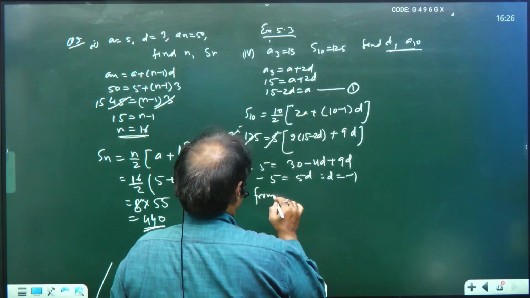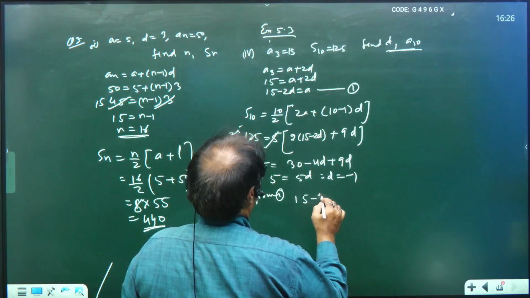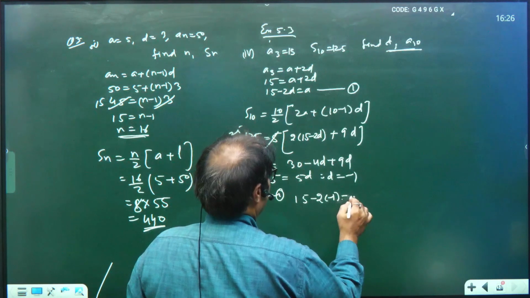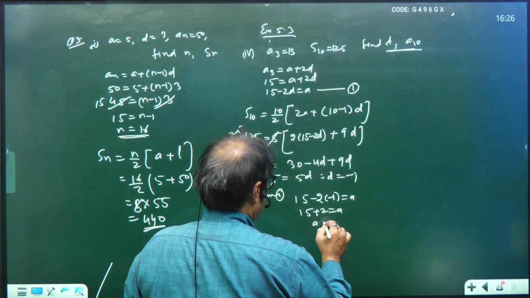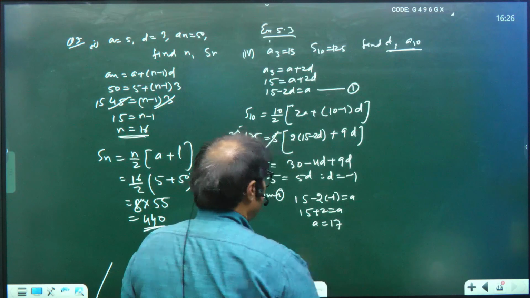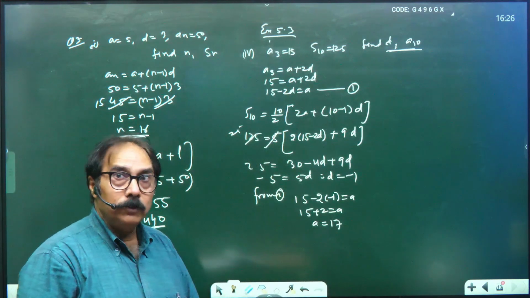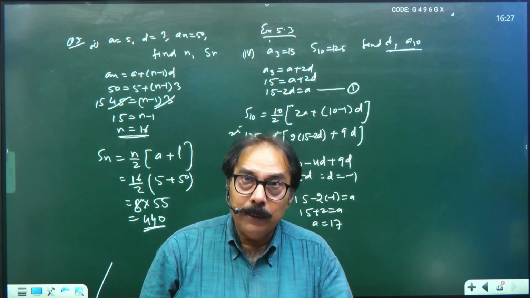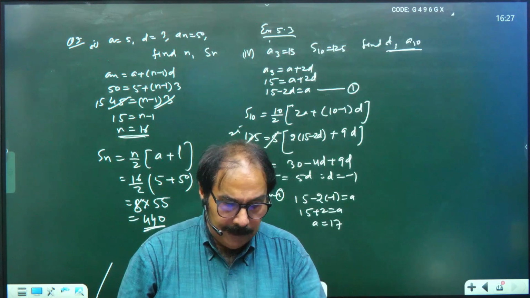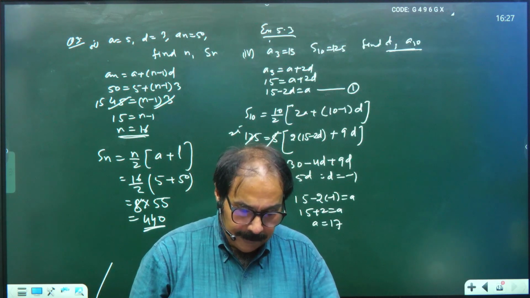So put the value of d here to find the value of a. So from the first, 15 minus 2 into d, where d is minus 1, is equal to a. So 15 plus 2 is equal to a. So a is equal to 17. We got the value of a. We have the value of d. Now you may find the value of a10 by applying the formula a plus 9d. Got it? Okay. Fifth, you can solve.